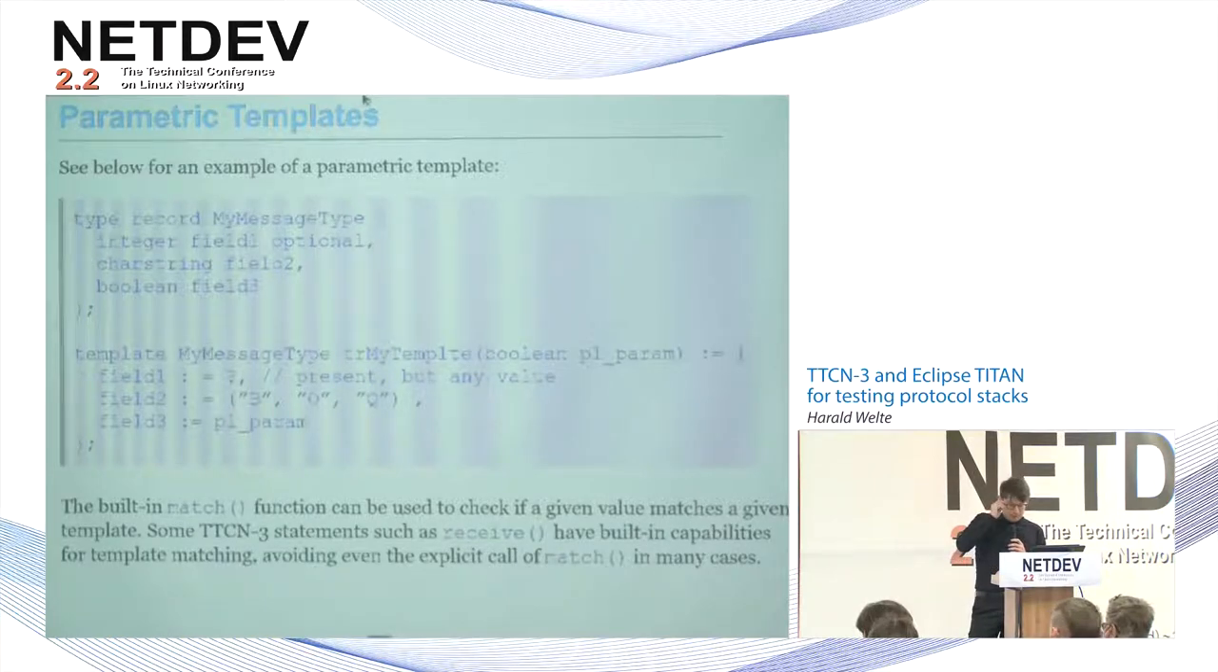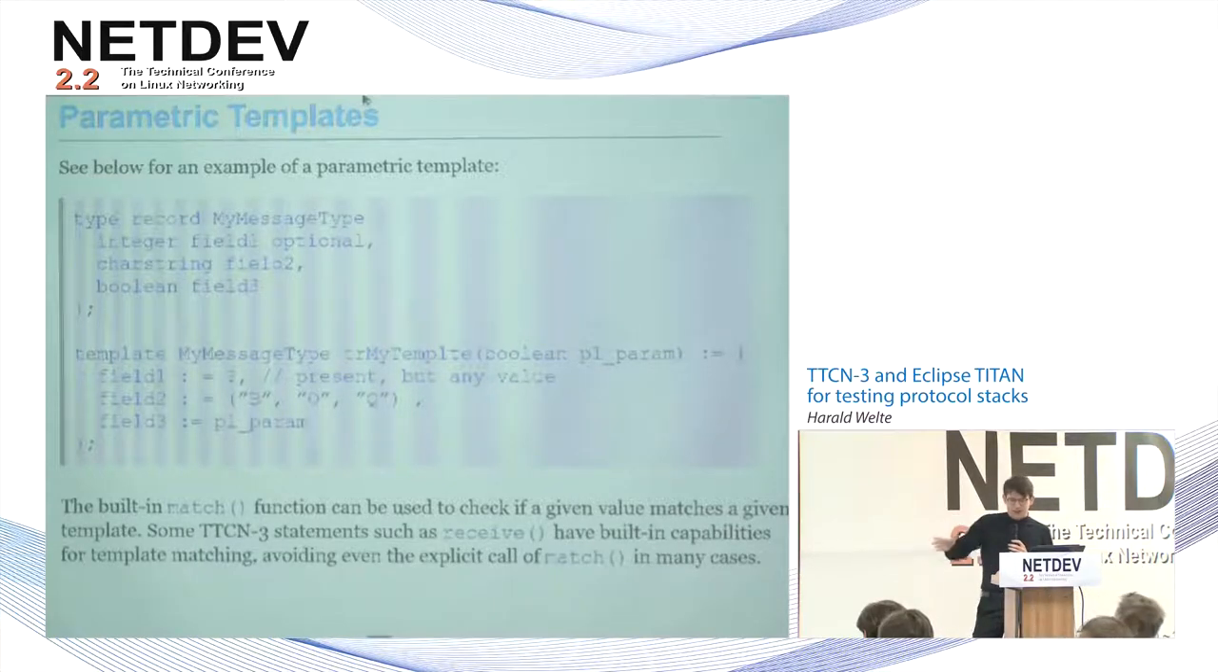So basically, you say here, I have my message type, and it's the old message type from the previous example. You have a couple of fields, and you say, I have a template called tr my template. Well, even without an A, I said typos. Yeah, sorry.